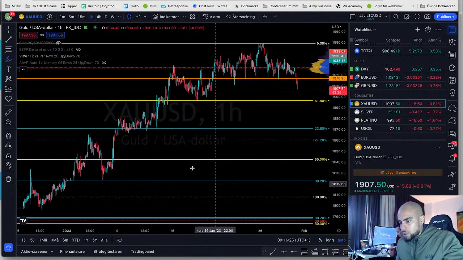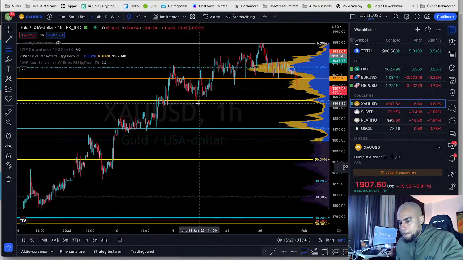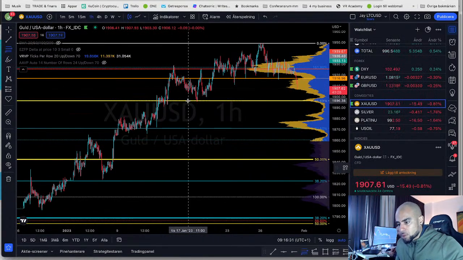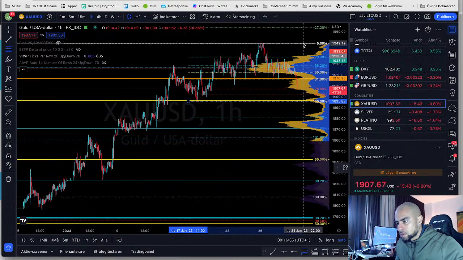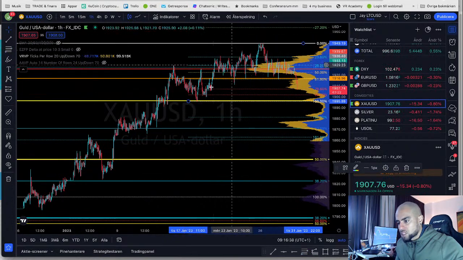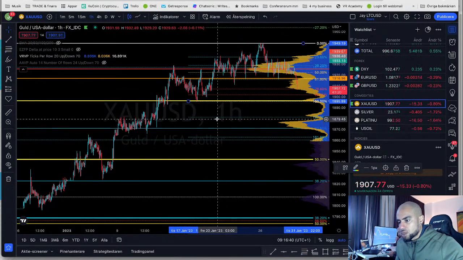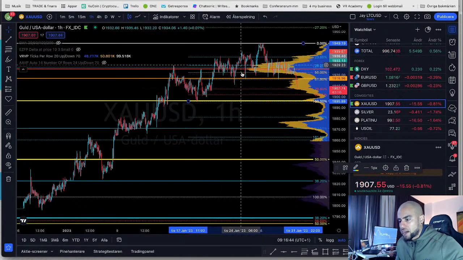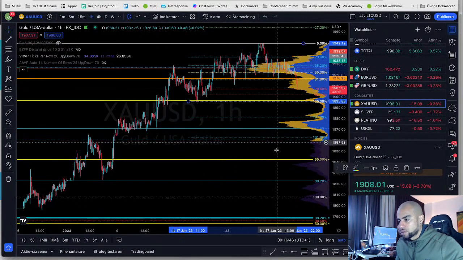Hourly time frame. I want to pull the Fibonacci from the last impulse. That's from here to this top. From this bottom to this top. This is an impulse, as you see. Why do I see this as an impulse? High, higher low, higher high, higher low, and so on, all the way up here.